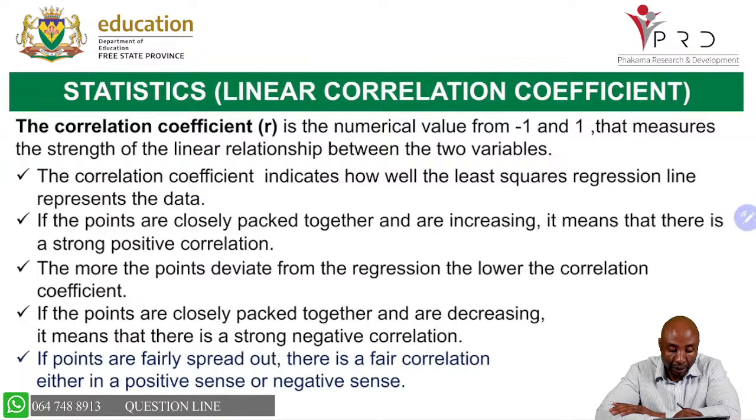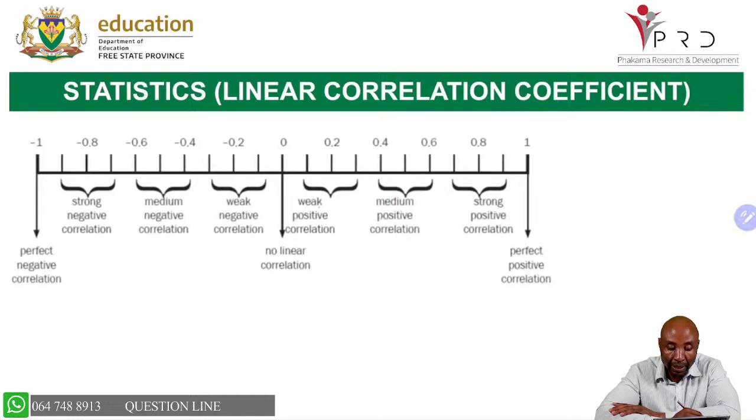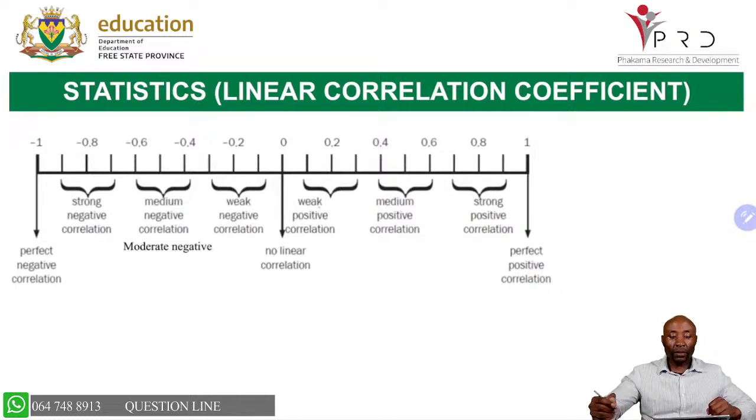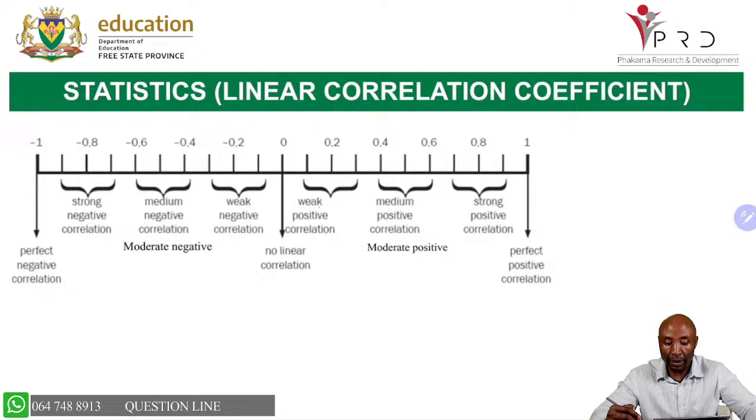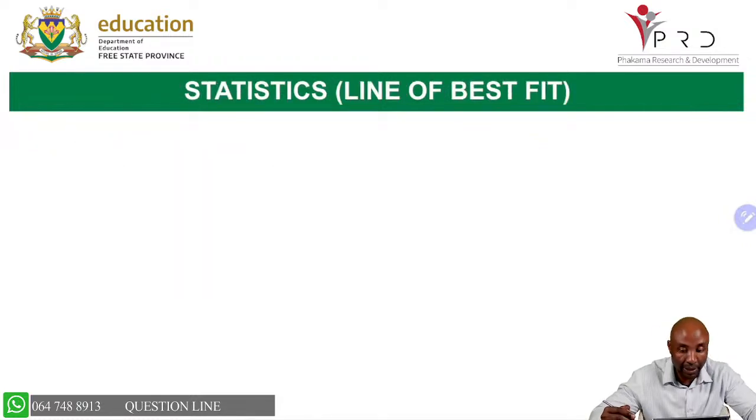If points are fairly spread out, there is a fair correlation in either a positive or negative sense, and we are able to represent our correlation coefficient table so that we see how to comment on the correlation between the points. Now, between -1 and 0, our correlation is negative. It can either be weak, moderate, strong, or very strong, or perfect. If it is equal to -1 or 1 in the positive sense, it also works like that.